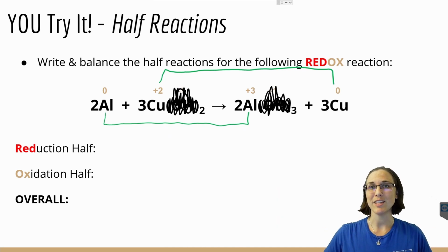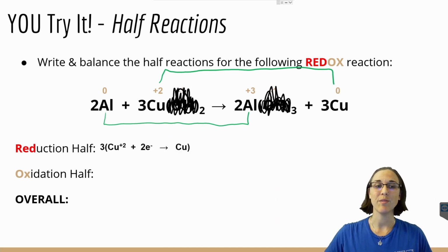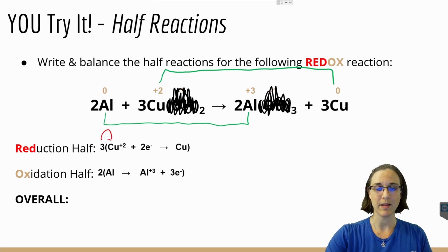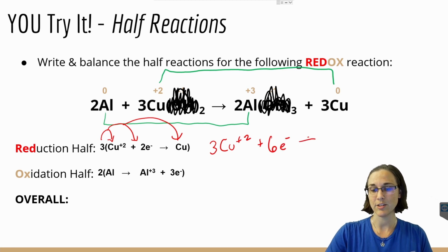Keeping that in mind, you should have found that the reduction half involved copper and the oxidation half involved the aluminum. In order to balance the electrons, we had to multiply by 3, and that 3 would get multiplied throughout to give us 3 Cu +2 plus 6 electrons to 3 copper at standard state.